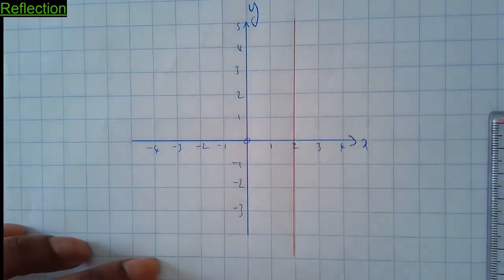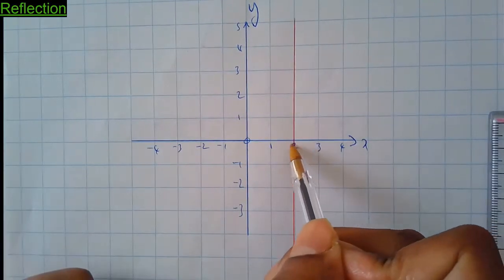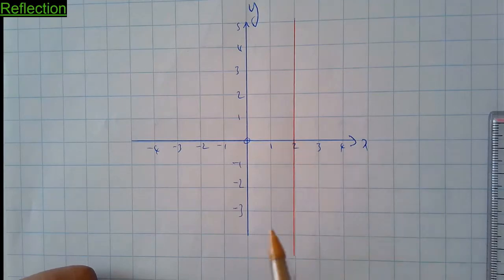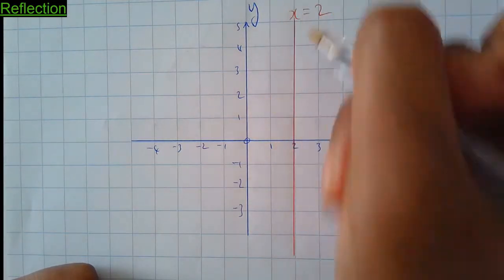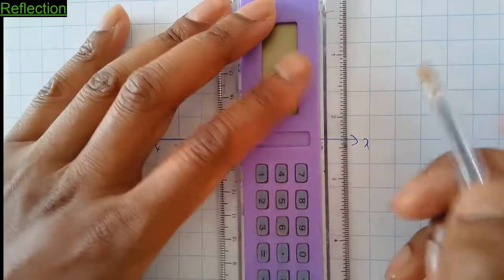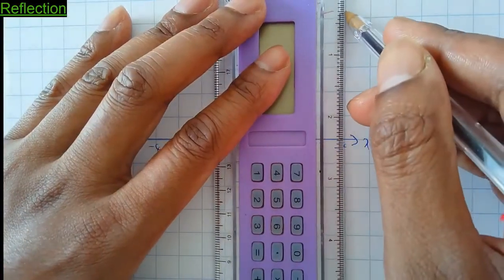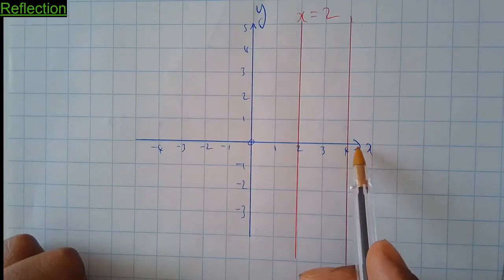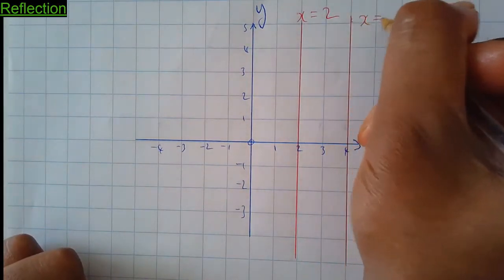Right, that line there, that red one there, is going through 2. And it's cutting the x-axis at 2. So it's called x equals 2. What about this one? This line is cutting the x-axis at 4. So it's x equals 4.